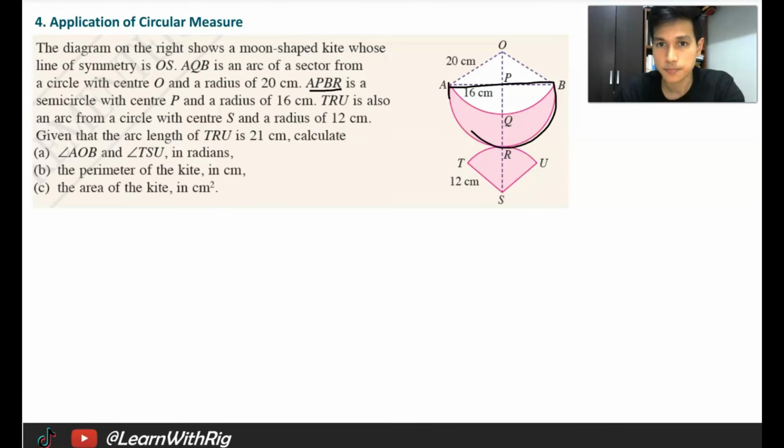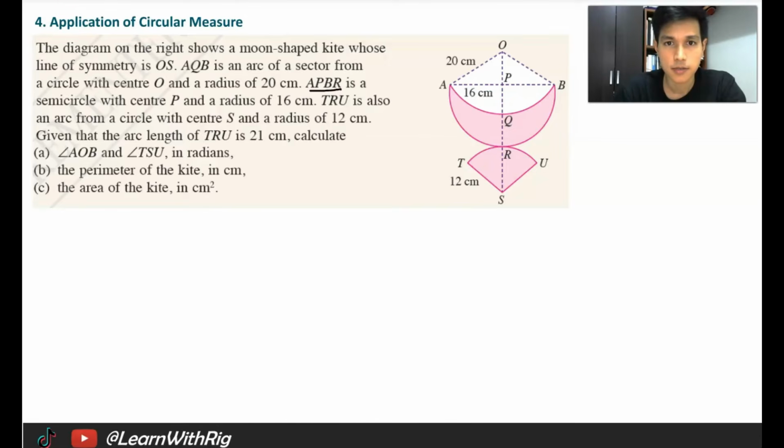APBR is a what? Semicircle. So that means for this arc here, if you want to find this arc, the radius is 16. Okay, please don't use the wrong radius. If you use 20, you get the wrong answer. So okay, that's done.